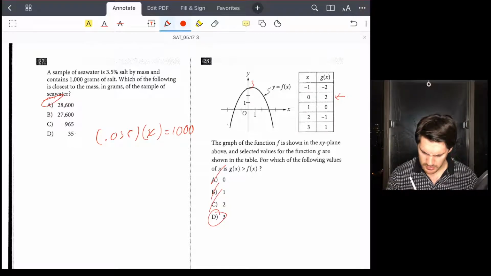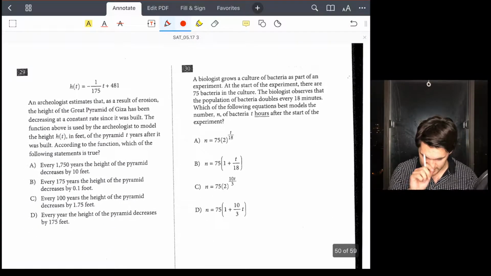I might have said something weird on C. Let's check out C one more time. When X equals 2, G of X is -1. When X equals 2, F of X is about +2. So that's why we eliminated C.